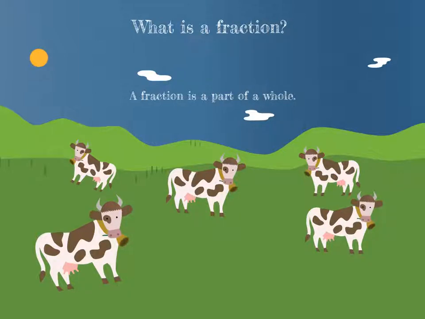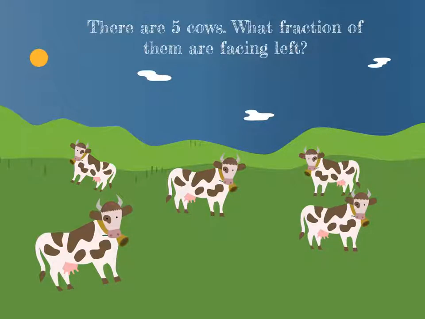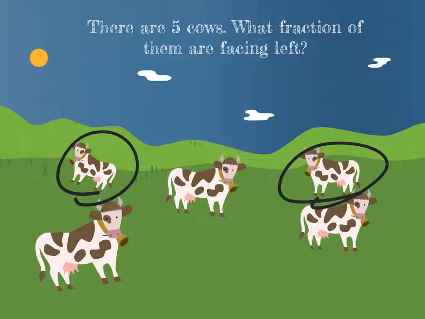Before we talk about comparing fractions, let's review what a fraction is. A fraction is a part of a whole. In this example, we have 5 cows. So here's 1, here's 2, here's 3, here's 4, and here's 5. What fraction of them are facing left? Here's one facing left, here's another facing left. So there's 2 cows facing left out of 5 total cows.